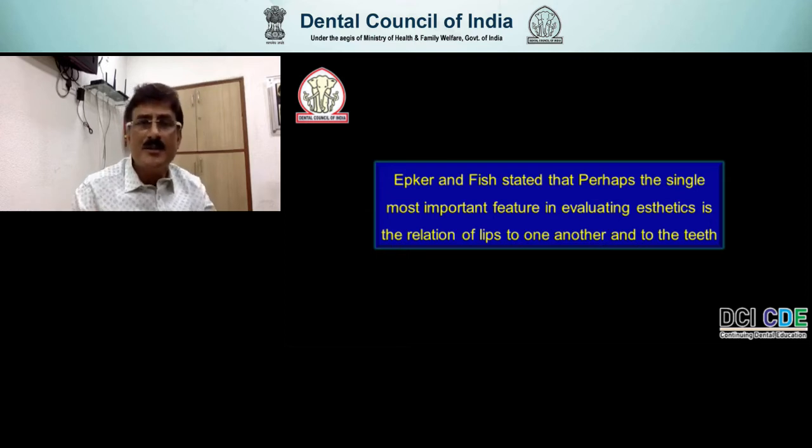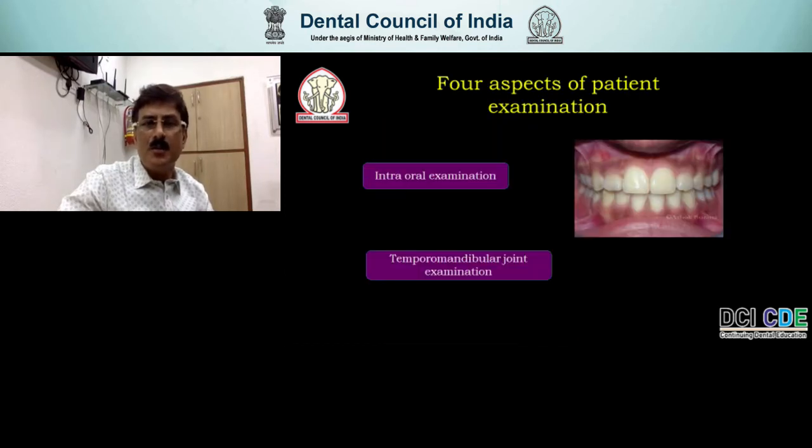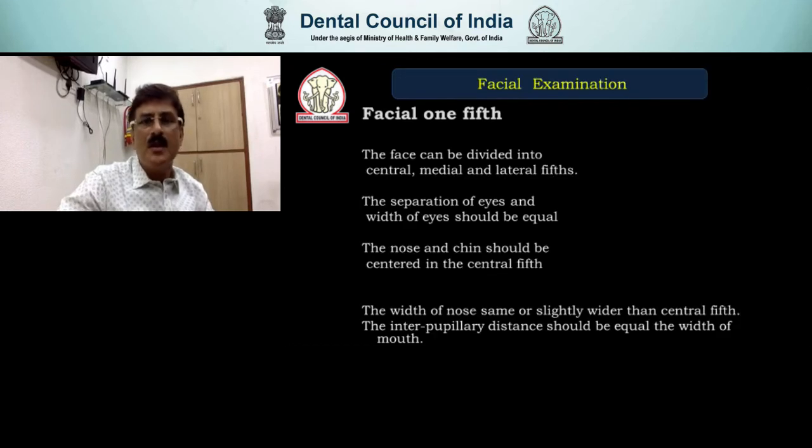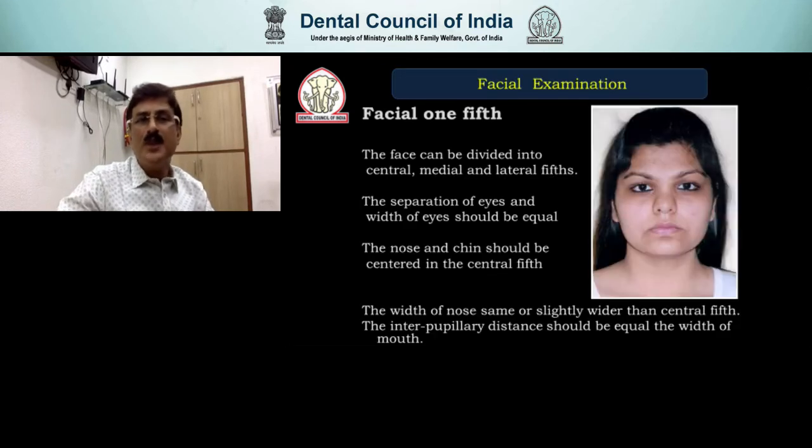Now let's do an examination: the frontal face, the profile, then the intraoral examination, and temporomandibular joint examination. This is the way one should proceed. And then the facial fit. It's basically to determine the asymmetry. Asymmetry is a phenomenon which is basically seen in the lower third of the face.